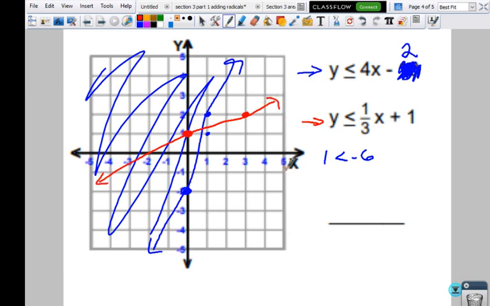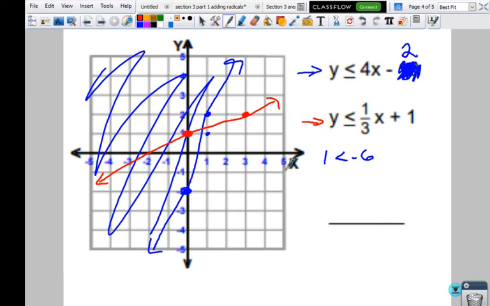Alright. What am I going to do next? Dylan, what am I doing next? You're finding what to shade. What are we going to do? By doing something with that number, I forget what it is though.